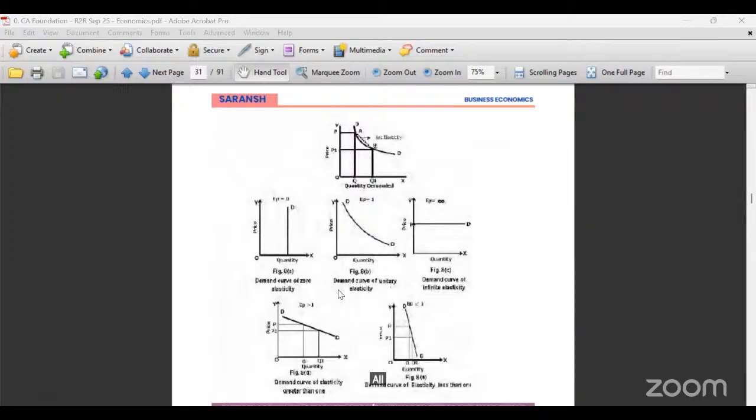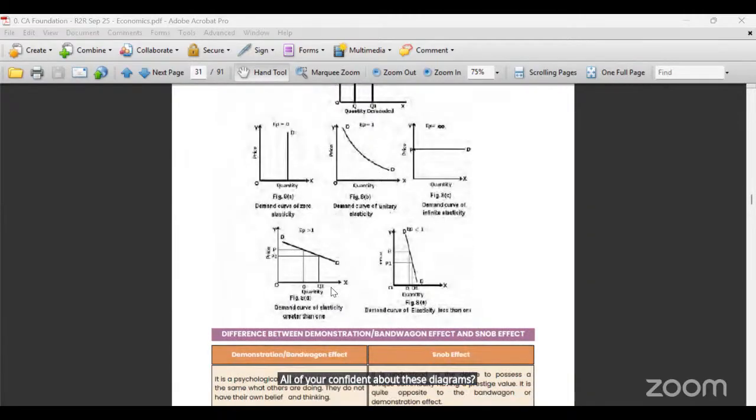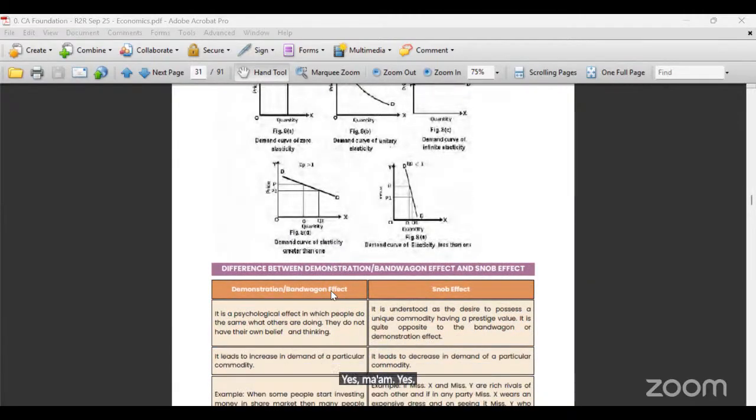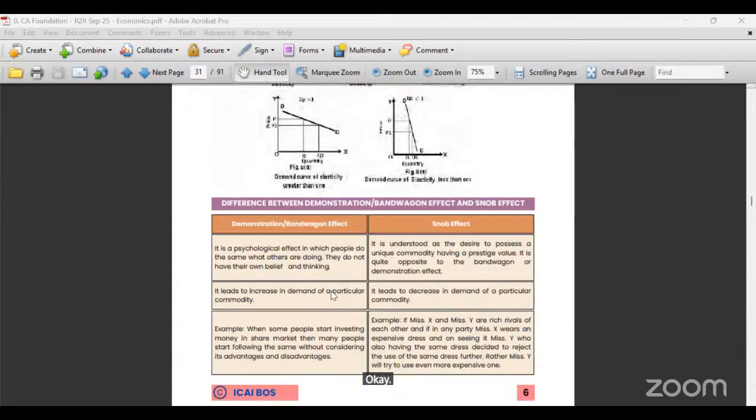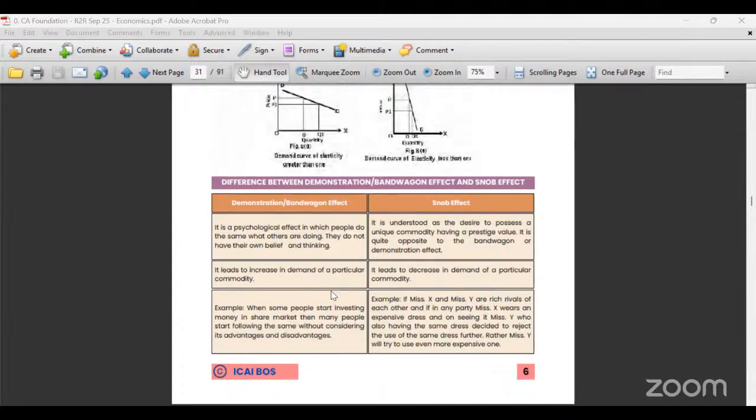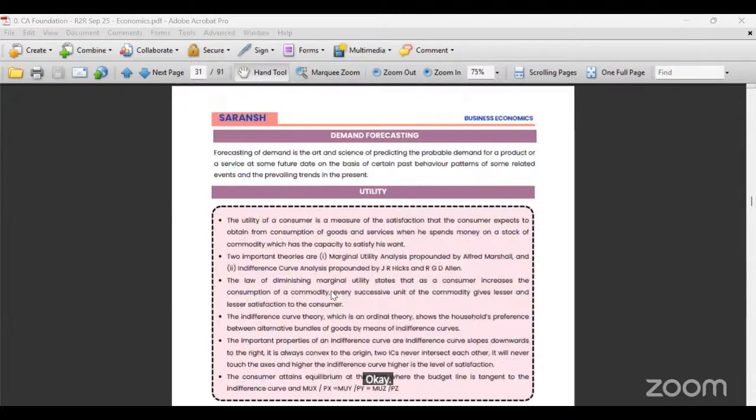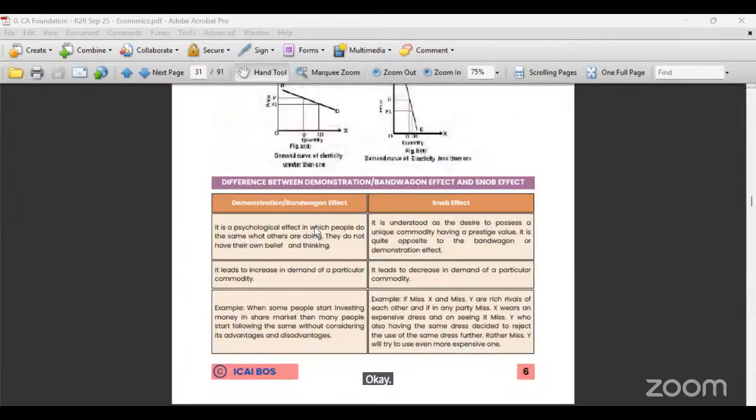All of you are confident about these diagrams? Good. Yes, ma'am. Okay. Quickly go through the bandwagon effect and snob effect.